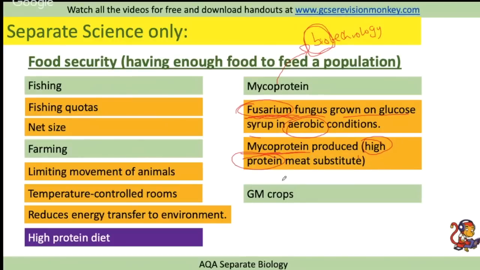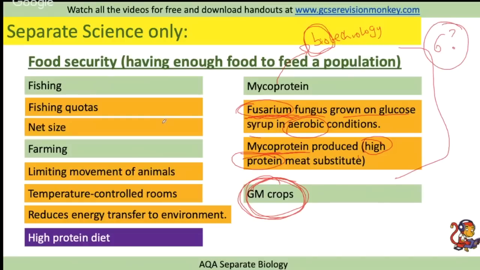Another thing we can do is to try and increase our crop yield. So we talked about this before. We can genetically modify the crops that we use to try and increase the yield to maximize food security. So it could be perhaps a 6 marker on how we're going to meet the demands of the growing population in terms of food security.